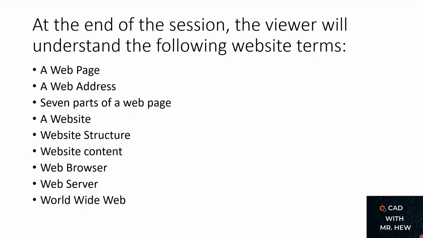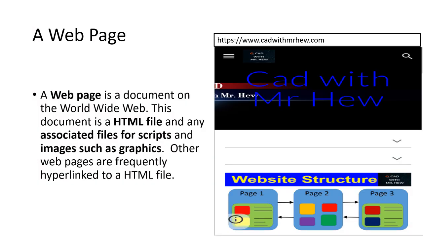At the end of the session, the viewer will be able to understand the following website terms. We have web page, web address. We'll be looking at the 7 parts of a web page, a website, web structure, web content, web browser, web server, and World Wide Web. So we're looking at these definitions.